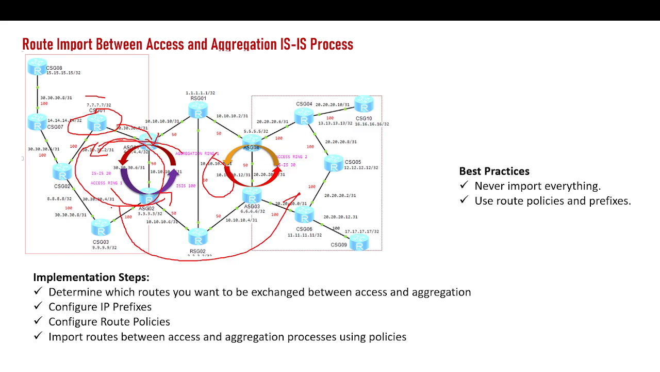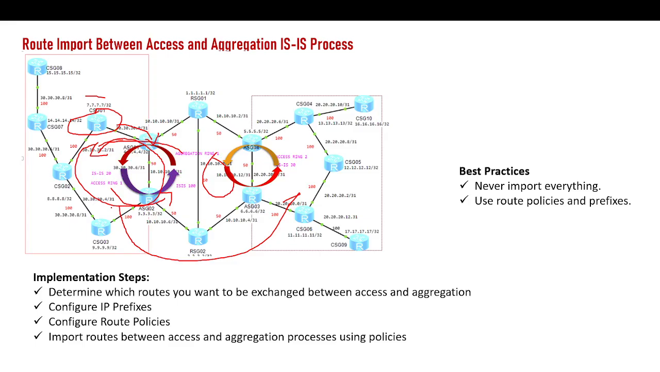Many times it's just about the point-to-point IPs and even the loopback IPs. So you need to know which prefixes you want to import. Once you've established these prefixes, you go ahead and configure IP prefixes. Don't import everything. Once you've configured the IP prefixes, you know this is the prefix that I want to import, you go ahead and configure a route policy.